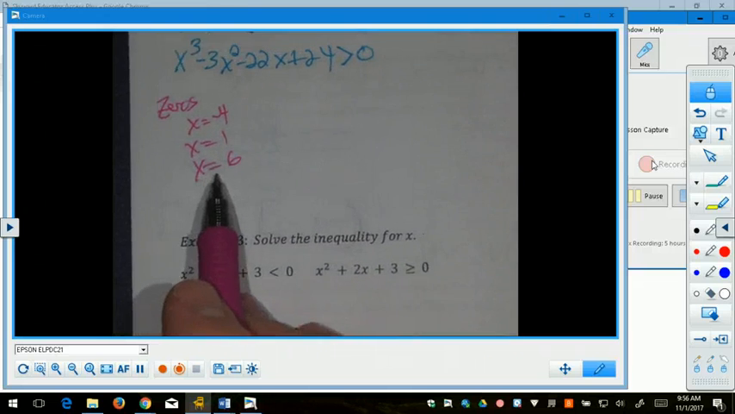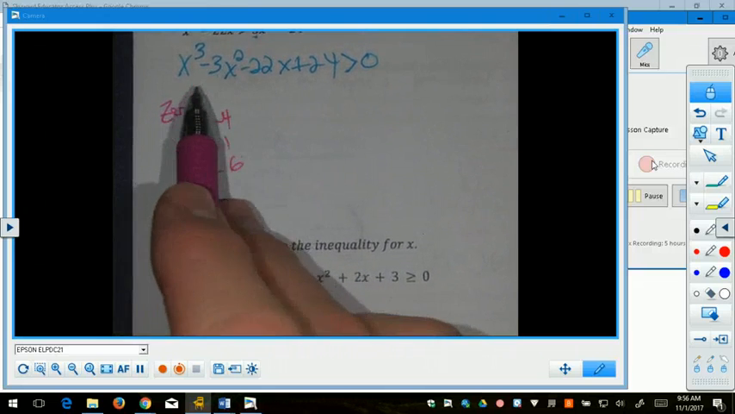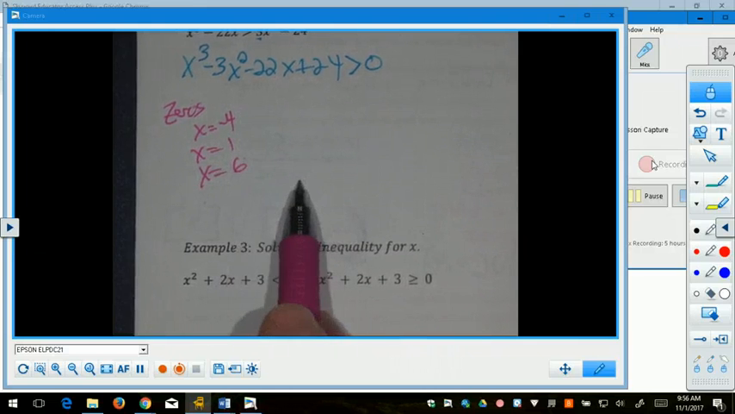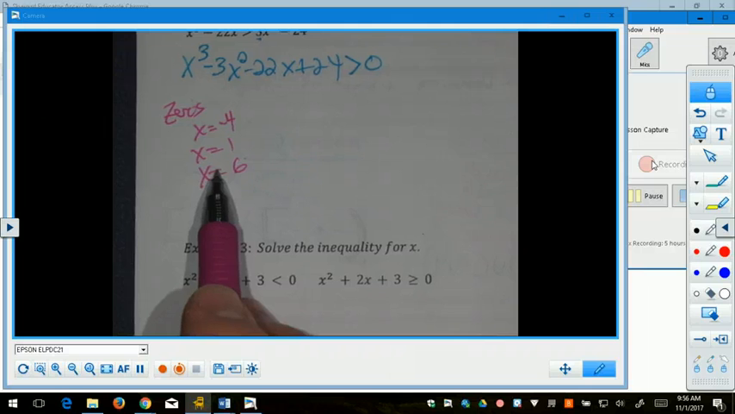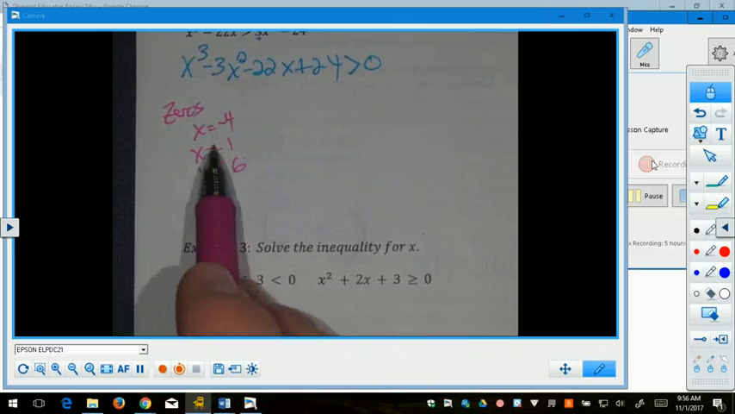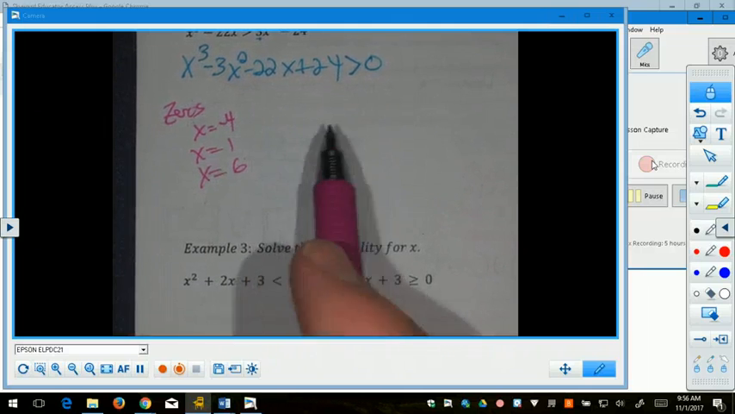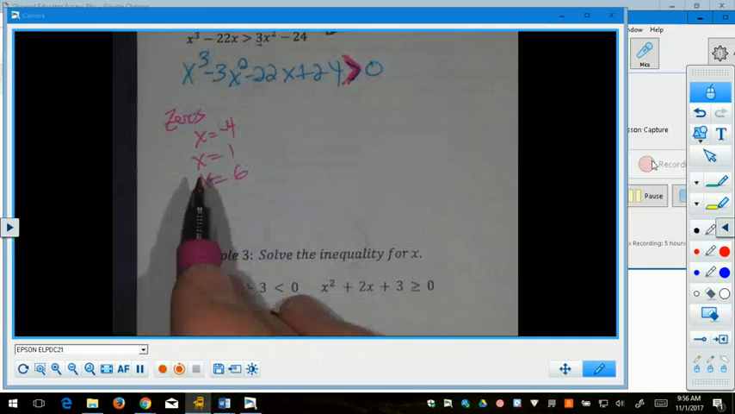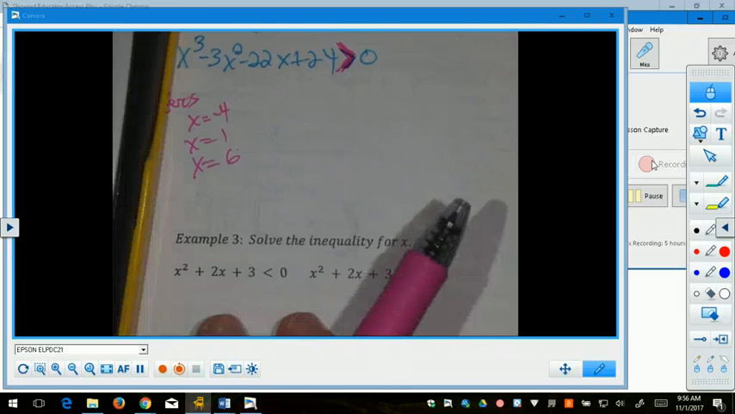Now, technically, if I'm solving this algebraically, I'm supposed to use the rational root theorem, break it down to a quadratic, and factor it or use the quadratic formula to get all my zeros. But I just need the zeros for the sign chart, so I'm not worried about that. If this were an equation and I told you to solve it, you would have to show me all that work.